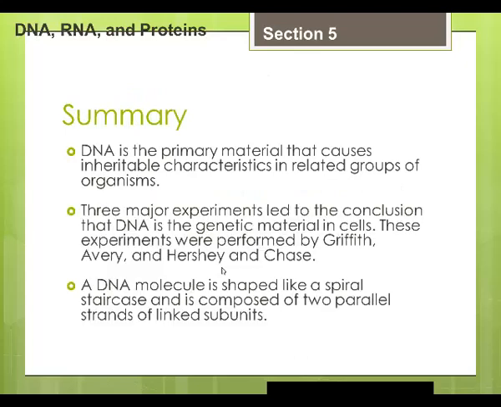And in summary, DNA is the primary material that causes inheritable characteristics in related groups of organisms. There are three major experiments that led to the conclusion that DNA is the genetic material in cells. These experiments were performed by Griffith, Avery, and Hershey and Chase. And the DNA molecule is shaped like a spiral staircase. It's composed of two parallel strands of linked subunits.